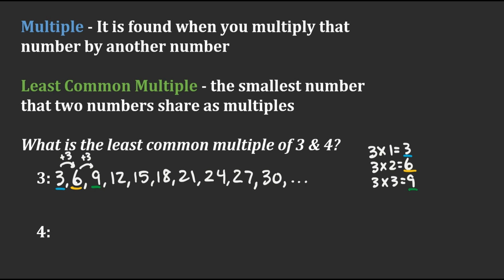Okay, well, let's start listing some multiples of 4. Now remember, we're not jumping by 3 anymore, we're jumping by 4. Whatever the number is that we're trying to find multiples for, that is the amount that we are jumping by each time.